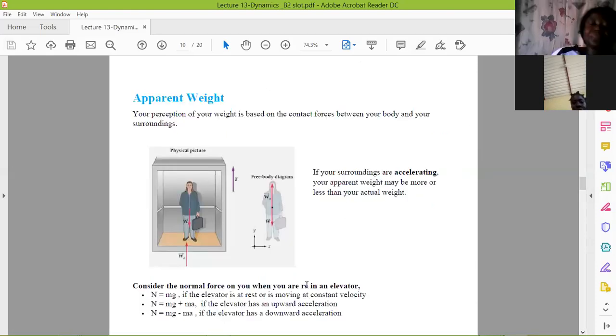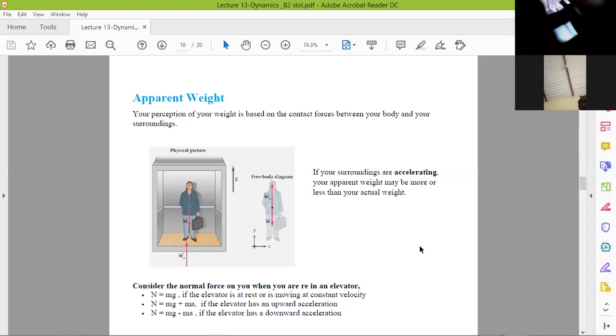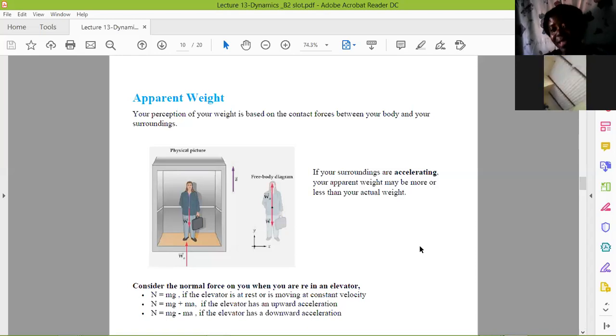Okay, so I will end with this one, the apparent weight. The apparent weight is just the same name as the normal force, but this one is mostly referred to the weight that you can feel, between your body and your surroundings. For example, if you are in the lift, the way you feel when you go up and when you go down, you don't feel the same.